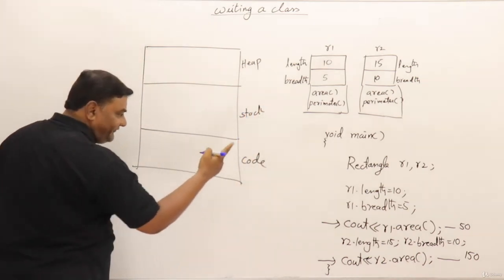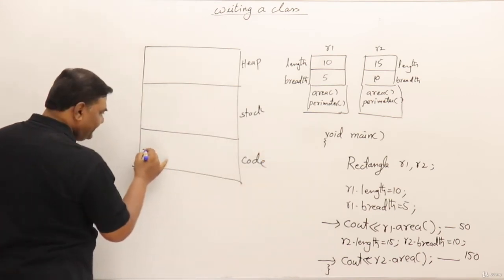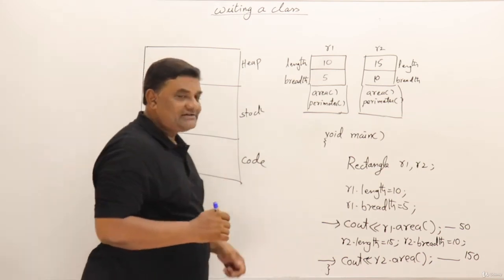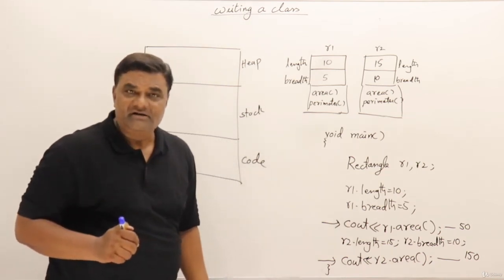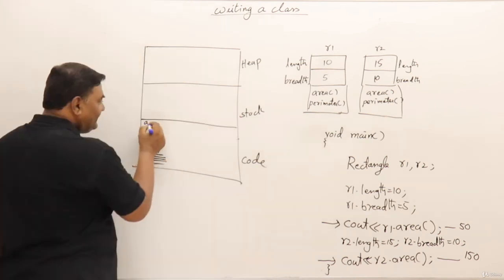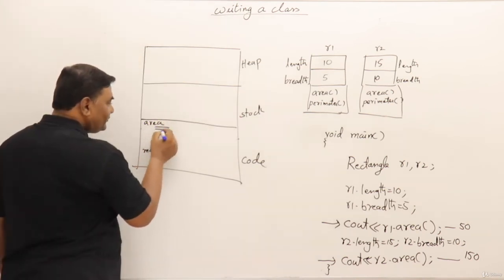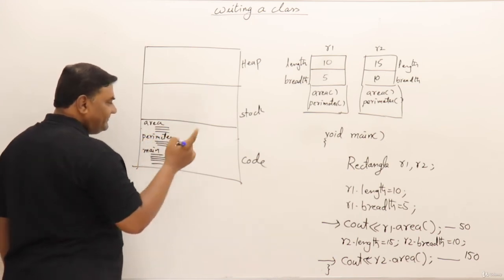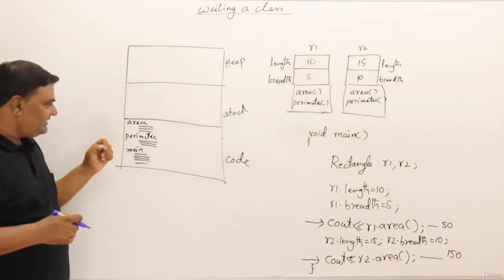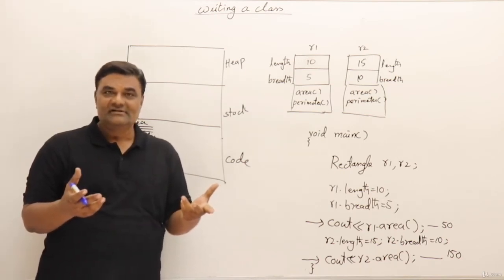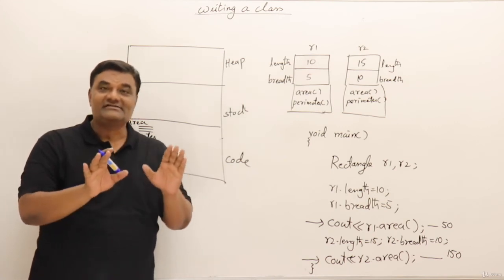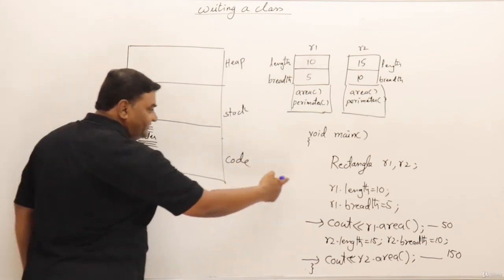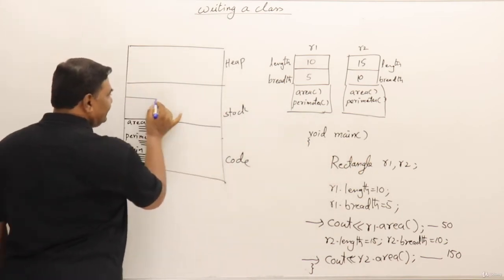See, what are the functions we are having? Just the main function. Yes, the main function. This is the main function code. Then actually inside the class we are having two more functions, area and perimeter. Then where will they be? Area and perimeter will also be present here. How many times? Only one time. So all three functions are here. Where is the class? Class definition is not there, just their functions are present here. Now, when the main function starts, two objects are created inside the stack.